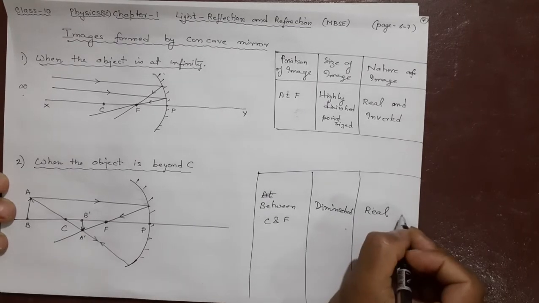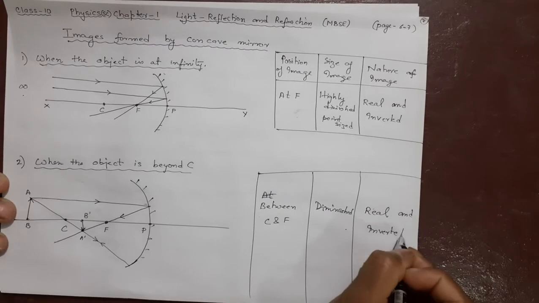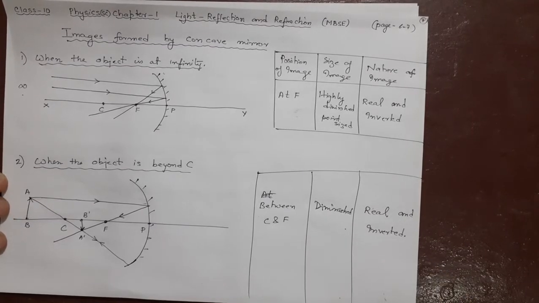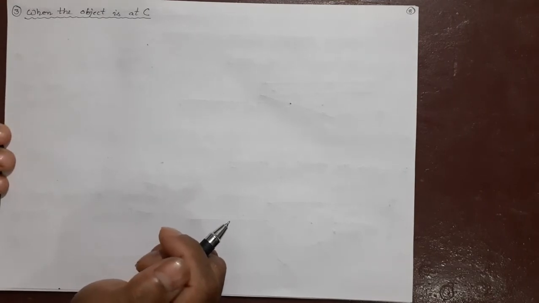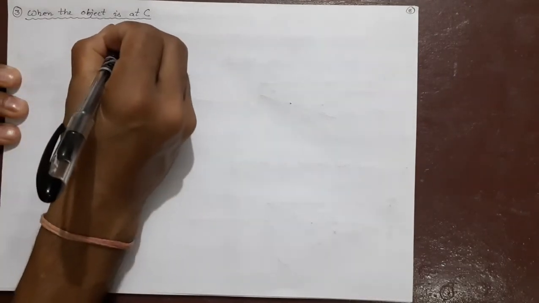Okay. So real and inverted. So this is the second case. Number 3 is this one. Number 3, one was at infinity, number 2 is beyond C. Now the third one is exactly at C. So what is the meaning of exactly at C?